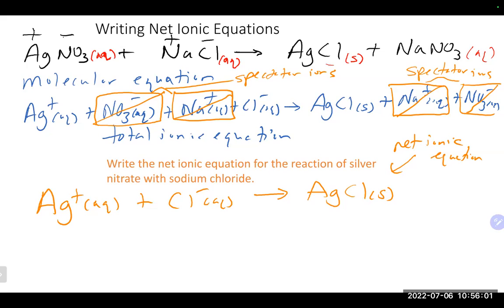Any questions on how to write molecular equations, total ionic equations, net ionic equations, how to figure out spectator ions, or to use solubility rules to help you do so? Any questions on any of that? Okay.